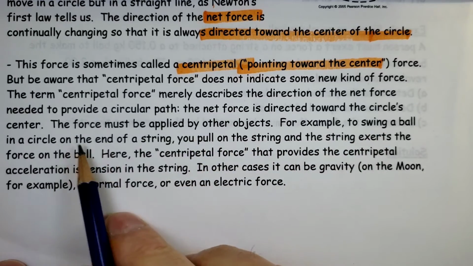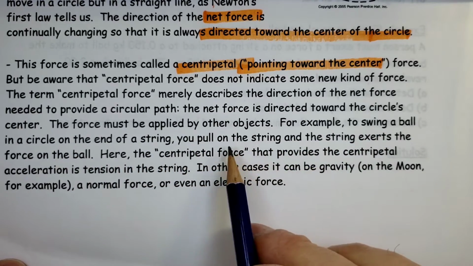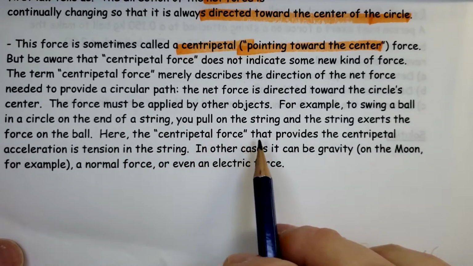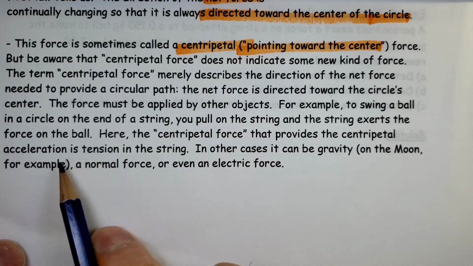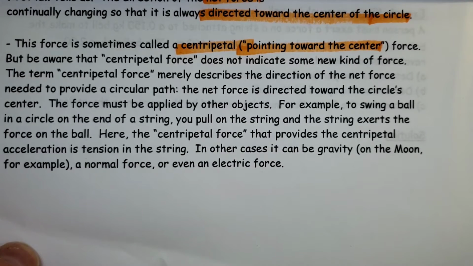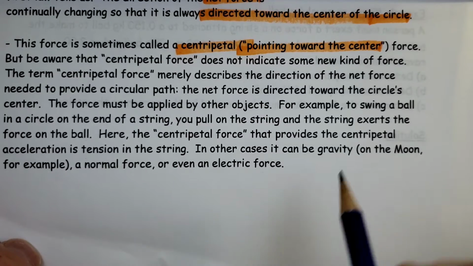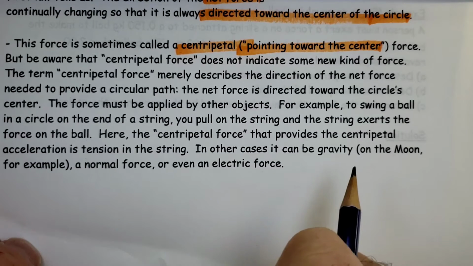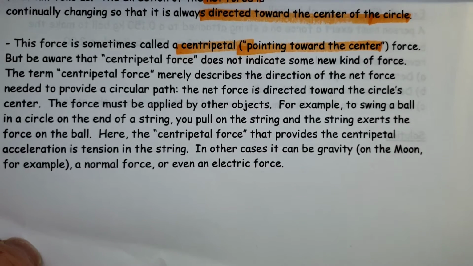For example, to swing a ball in a circle on the end of a string, you pull the string and the string exerts that force on the ball. Here, the centripetal force that provides the centripetal acceleration is the tension in the string. In other cases, such as if we're looking at gravity on the moon, a normal force or even an electric force. So in terms of planetary motion, our sun is what is providing the inward force to keep planets in line in the solar system.